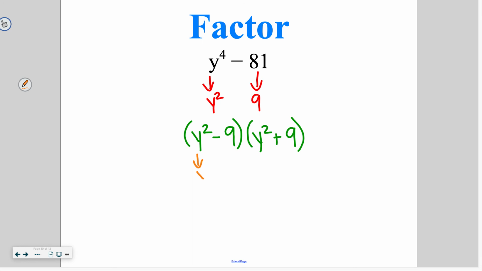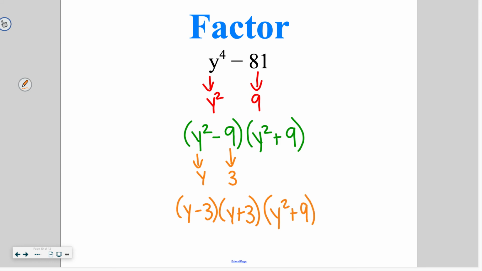But this first term, I can take the square roots again. So I end up with y minus 3, y plus 3, and then I still have that y squared plus 9 term because I could not break it down any farther. So again, sometimes you might have to use a technique and you might have to use it more than once to get to the final simplified answer.